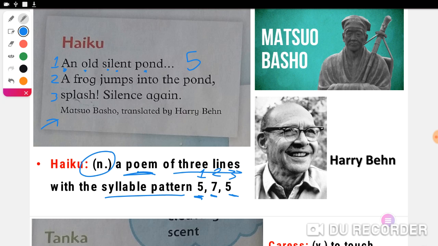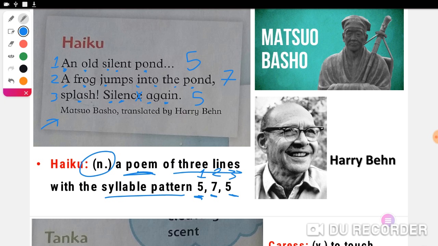The second line: a frog jumps into the pond. Okay, let's count them together. 1, 2, 3, 4, 5, 6, 7. Okay, the last line: splash. I have the vowel sound A. Silence, the E at the end is silent. Again, A and I is the last vowel sound. So how many vowel sounds in the third line? 1, 2, 3, 4, 5. So I have here 5 vowel sounds.